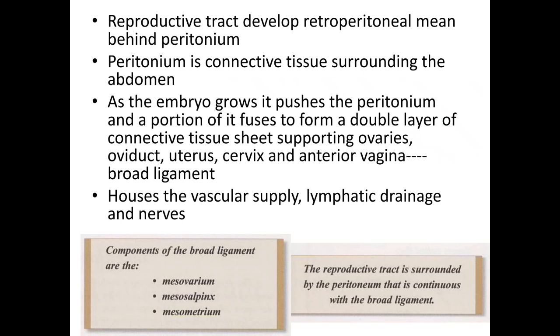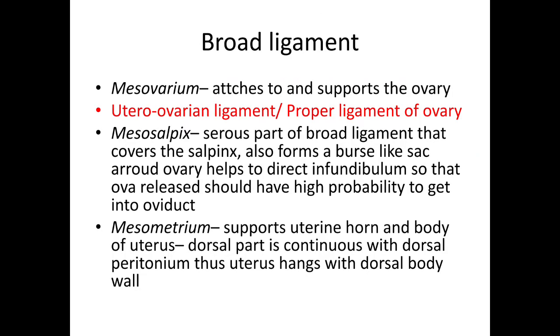The components of the broad ligament that develop during the development of a fetus are the mesoovarium, mesosalpinx, and mesometrium. The mesoovarium attaches to and supports the ovary. There is an attachment between the ovary and the uterus termed the utero-ovarian ligament or the proper ligament of the ovary. Next is the mesosalpinx, the serous part of the broad ligament that covers the salpinx and also forms a bursa-like sac around the ovary, helping direct the infundibulum so that the released ova have a high probability of getting into the oviduct. Next is the mesometrium that supports the uterine horn and body of the uterus.